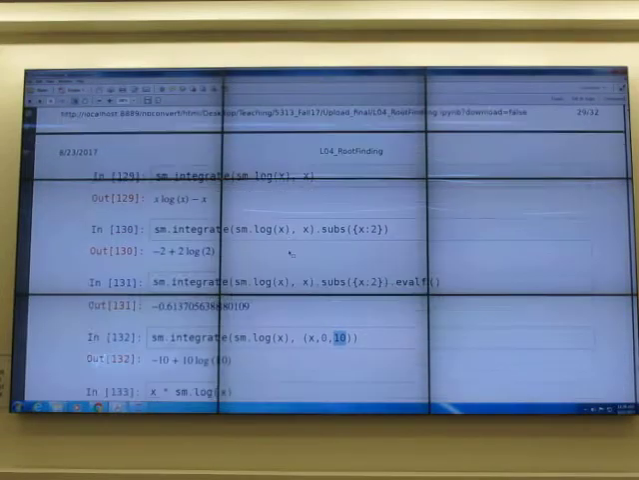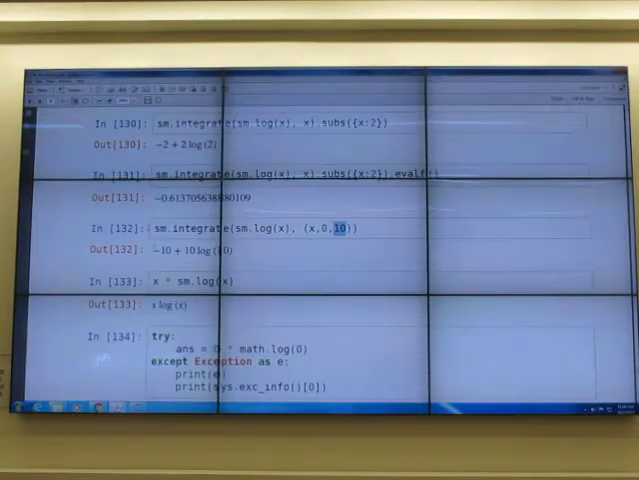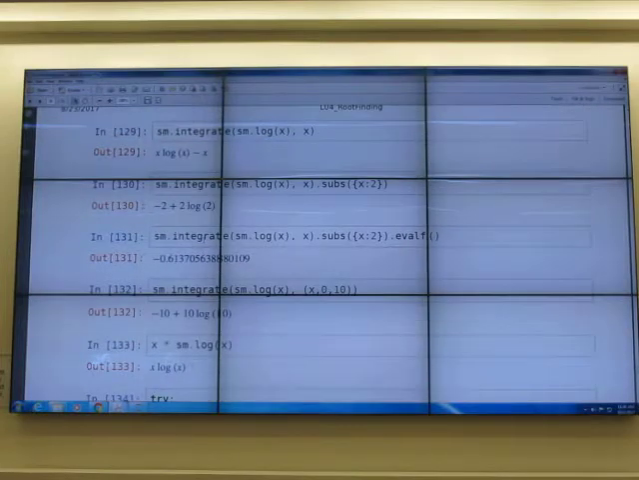So even though the log value is minus infinity, the area under the curve is not infinity. If you integrate from 0 to 10, you don't get minus infinity, you get 10 log 10 minus 10. Okay? So let's take a look at the integration result.